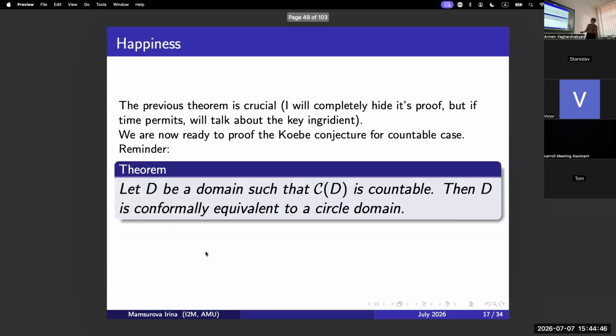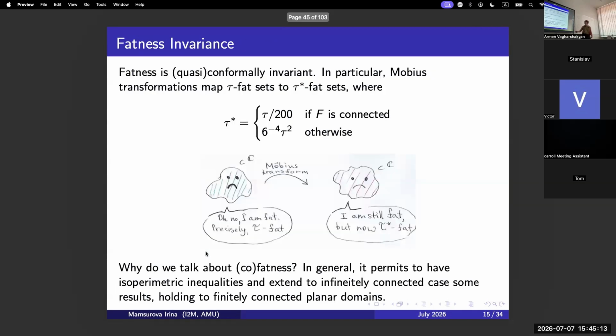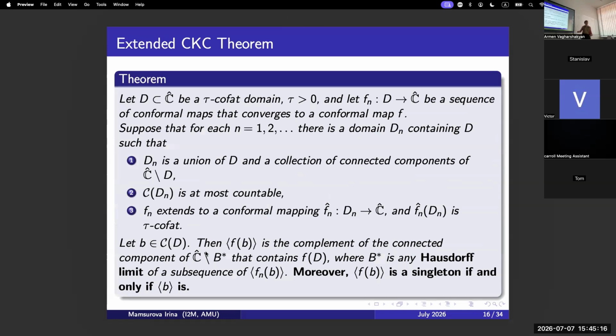I don't have enough time to explain how it helps to pass from the finite to the infinite countable version of Koebe's theorem. It's written in my slides. I tried to make it understandable. But in general, what this theorem shows is how to approximate our strange domain by finite domains Ω_n, domains which are finitely connected.